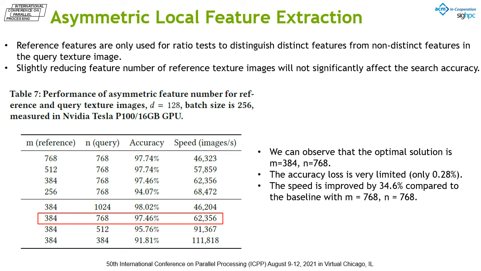We can find a good accuracy and speed tradeoff if we use 384 features for the reference image while using 768 features for the query image. The accuracy loss is very limited, but the speed is significantly boosted by 34.6%.